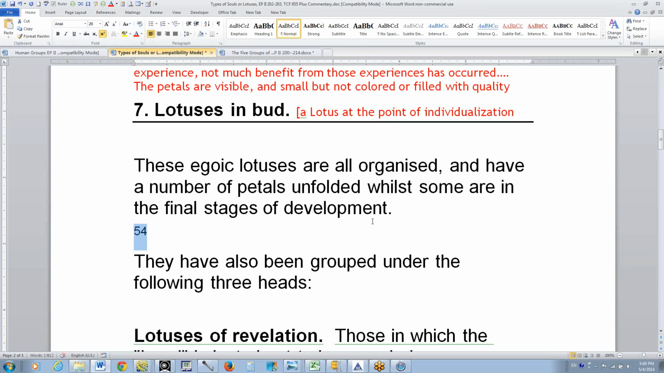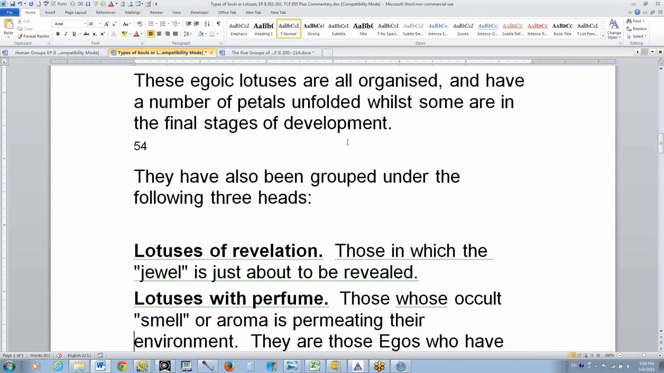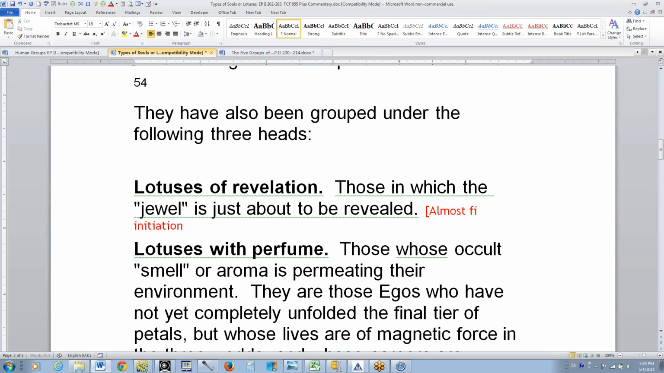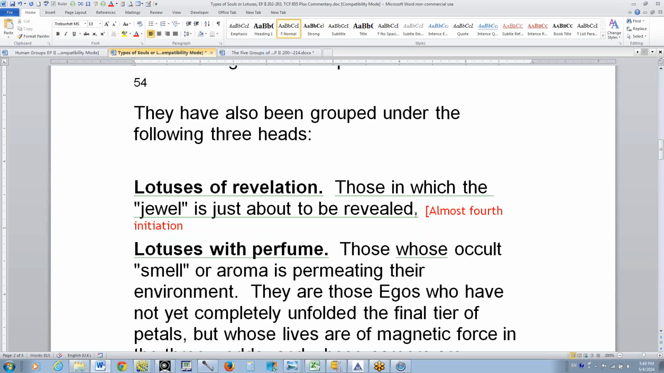So the ones below here are all organized, and they have a number of petals unfolded. We're obviously not talking about lotuses in bud, colorless lotuses, or lotuses of closed and sealed condition. We're not talking about that. We're talking about lotuses of revelation, those in which the jewel is just about to be revealed, and let's just say, as I have said, almost fourth degree. Whoops, almost fourth initiation.